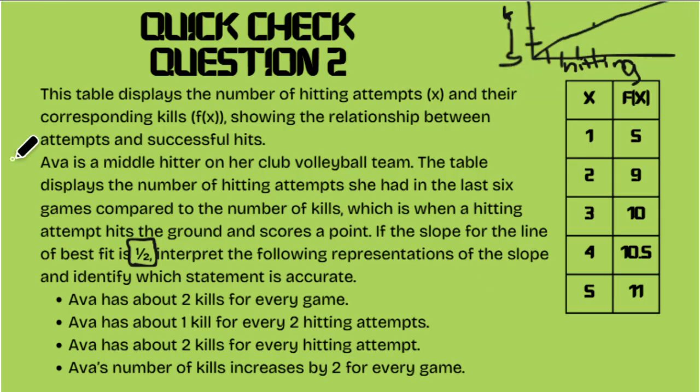Okay, so Ava has about 2 kills for every game. That means we don't have games at all. That's saying something. Ava has about 1 kill for every 2 hitting attempts. So here's 1 kill, 2 hitting attempts, 1 kill, 2 hitting attempts. Ava has about 2 kills for every hitting attempt. 1 hitting attempt, 2 kills, 1 hitting attempt, 2 kills. Ava's number of kills increases by 2 for every game. Again, we don't have game on here at all.